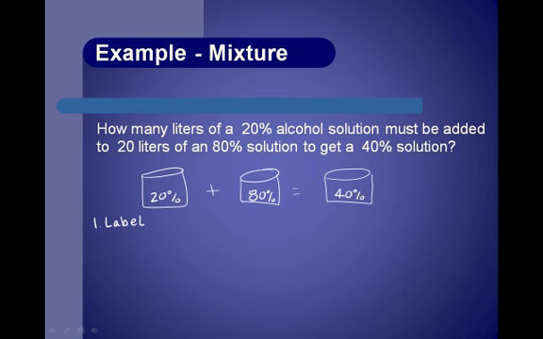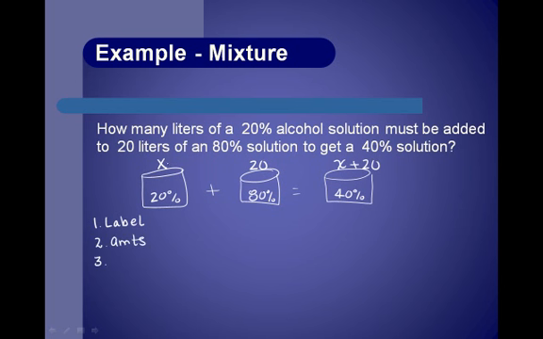Then the next question is, how much of each do we put in there? It says how many liters of a 20%, so that's going to be x, must be added to 20 liters of an 80%, so that is our 20 liters. And the 40%, how much is in there? If we had x liters of this and 20 liters of that, then the amount in the final bucket would be x plus 20 liters. Then you're going to set up your equation.